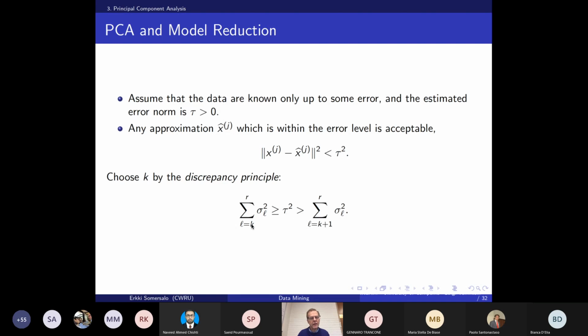So if you choose your k to be the smallest possible k so that this condition here is valid, then you are fine. Your model reduction is such that you have reduced your dimensionality of the data from r to k, but you are still within the error bound of the original data. So you are not losing essential information, so to speak, when you do this model reduction. So this is a good model reduction principle to keep in mind.